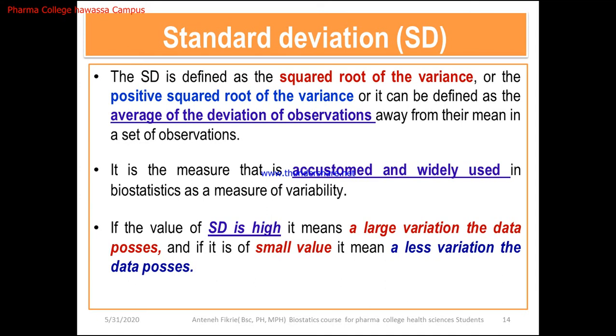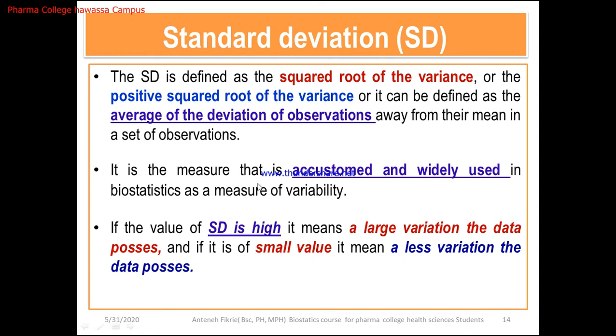What you have to know is that the standard deviation can be used together with the mean, and the median can be used together with the interquartile range. The standard deviation is simply the positive square root of the variance. It can be defined as the average deviation of observations away from their mean in a set of observations.